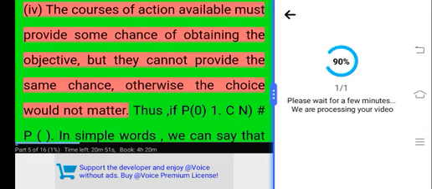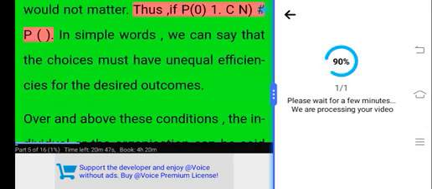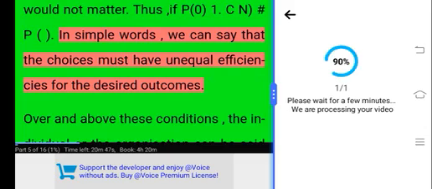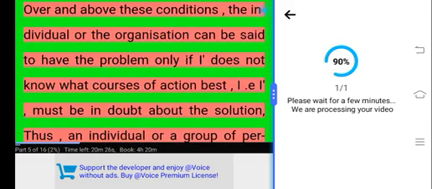IV. The courses of action available must provide some chance of obtaining the objective, but they cannot provide the same chance, otherwise the choice would not matter. Thus, if P(O1|I, C1, N) is not equal to P(O1|I, C2, N). In simple words, we can say that the choices must have unequal efficiencies for the desired outcomes.